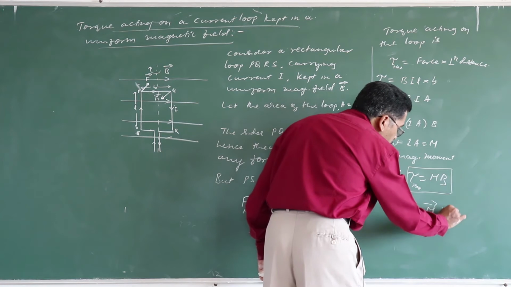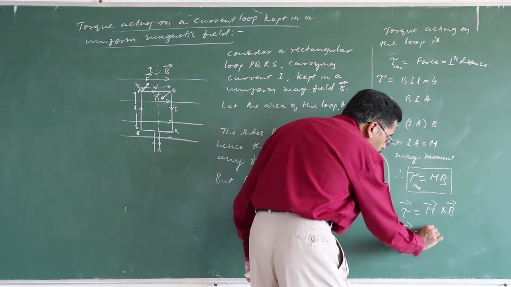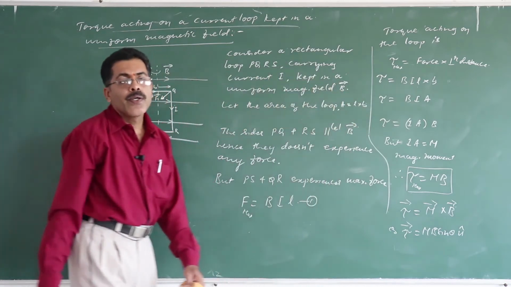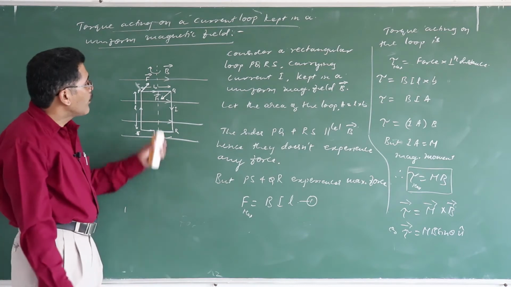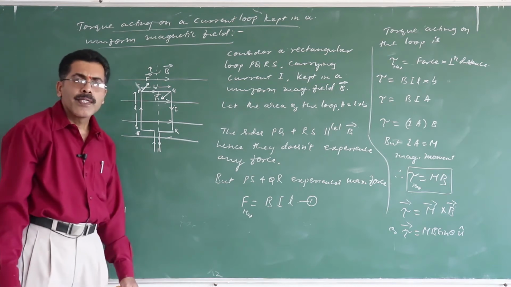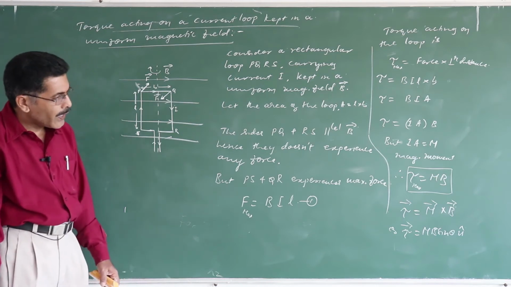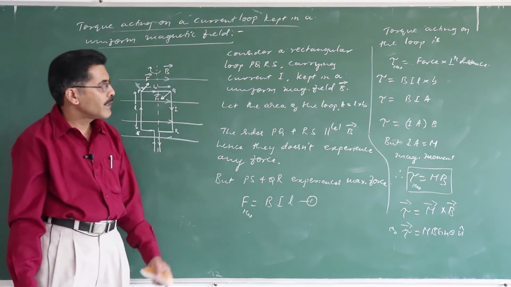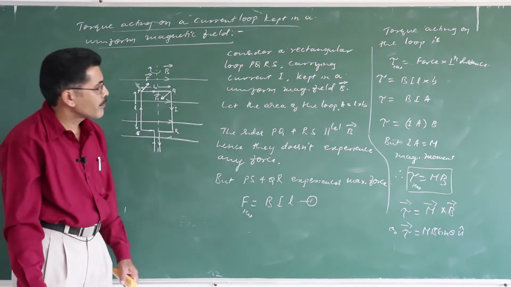So therefore in general torque is given by m cross B, or torque is equal to mB sin theta into n cap, where n cap is the unit vector along the direction of the magnetic moment. If the normal to the plane of the loop is making an angle theta with respect to the field direction, then in such a case torque is given by mB sin theta. See, this is a particular case and this is the general case. Have you got my point?